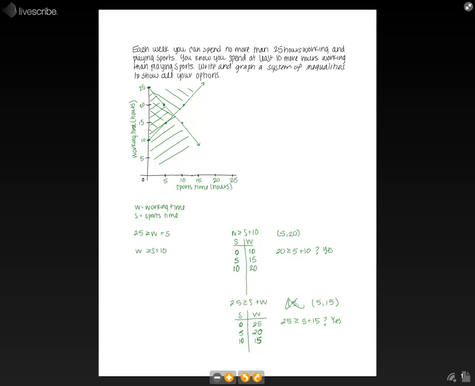Alright, so our answer is the region where we shaded both of the lines. So where both of the inequalities are true. And that's going to be this triangular region, close to the y-axis. So that is how we write and graph systems of inequalities to show all the options for how we could spend our time.